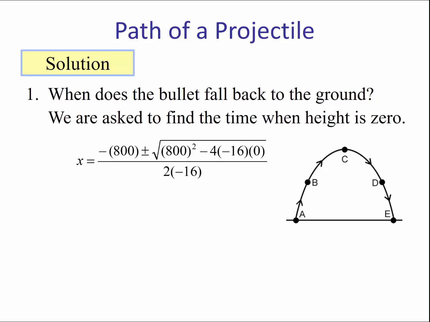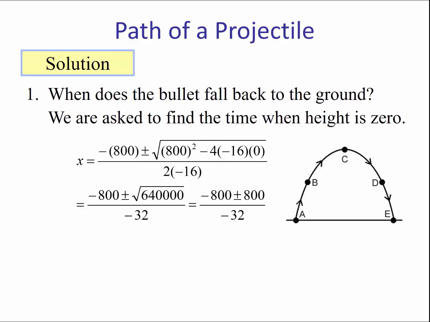Substituting these values in the quadratic formula, we have negative 800 plus or minus the square root of 800 squared minus 4 times negative 16 times 0. So this quantity becomes 0. So we take 800 and we square it, take the square root of that, and then divide everything by 2 times negative 16. The square root of 640,000 is a perfect square. It turns out to be 800. So we have negative 800 plus or minus 800 divided by negative 32.